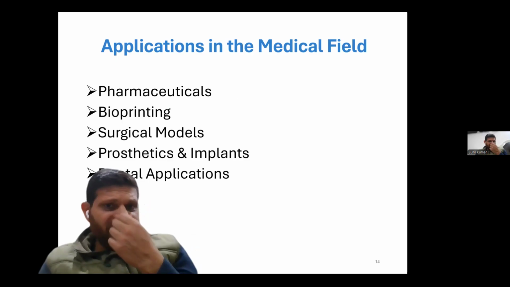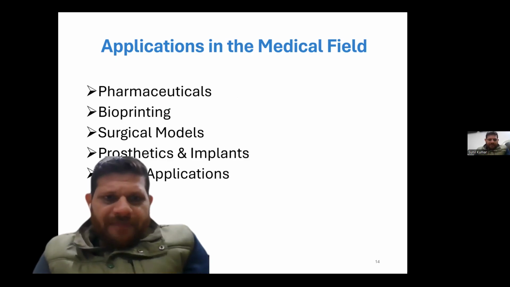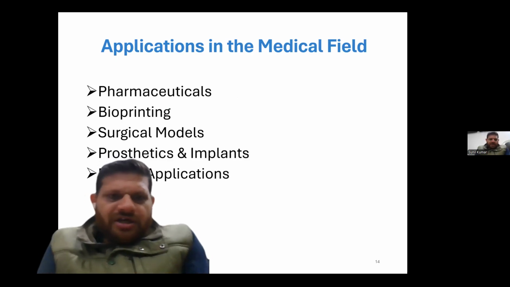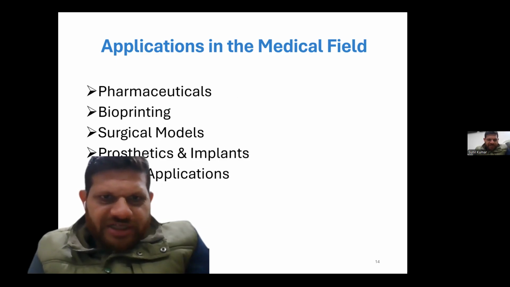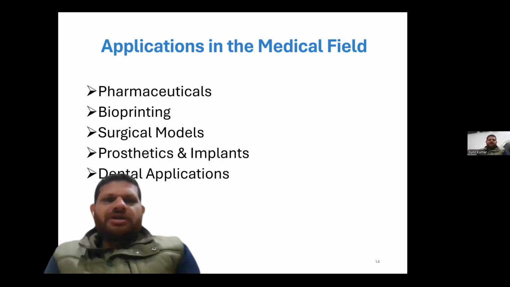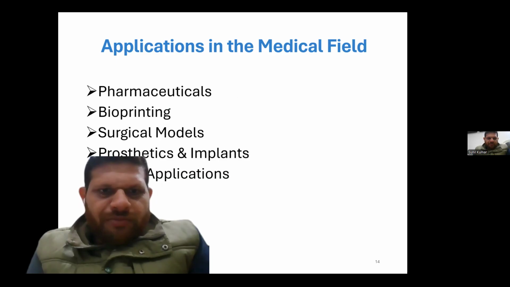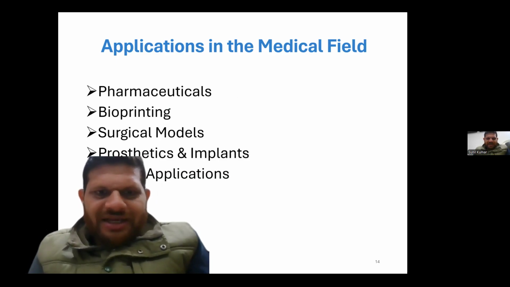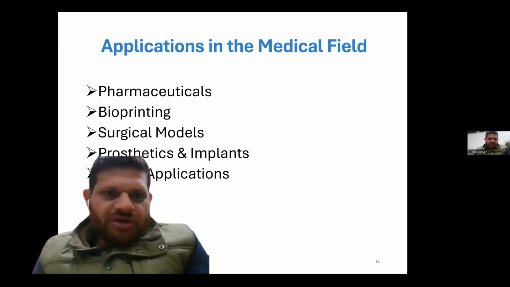In the medical field, if we say the application in depth, we divide it into five parts. That is, parametrically, bioprinting, surgical models, prosthetics and implants, and dental application. We will discuss all these one by one.